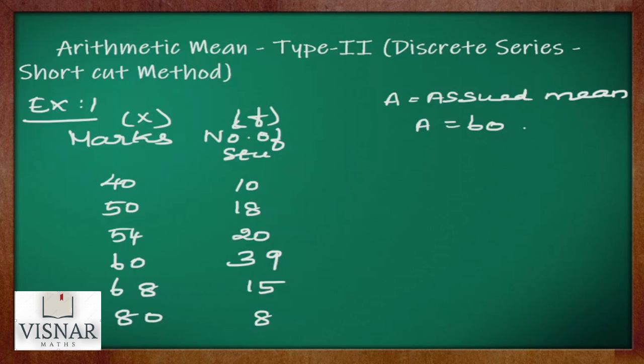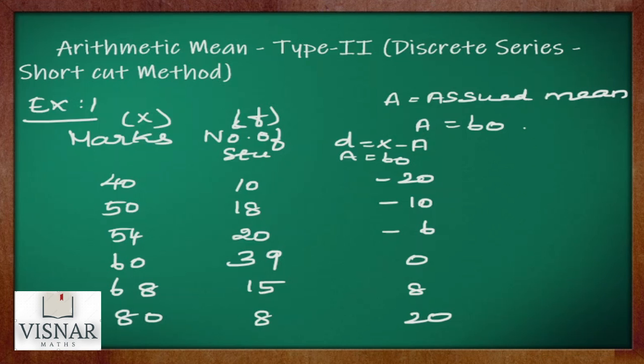Next what we have to calculate is d equal to x minus a. So this difference we need to calculate. Here a equal to 60, and x values are given in the first column. So 40 minus 60 is minus 20. Next is 50 minus 60, minus 10. 54 minus 60 is minus 6. Next is 0, then 8, then 20.